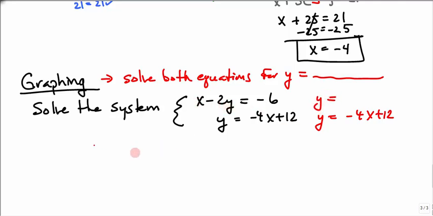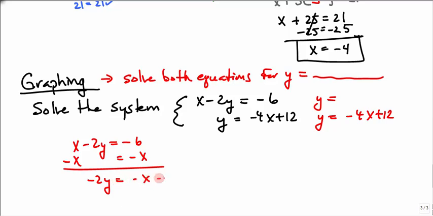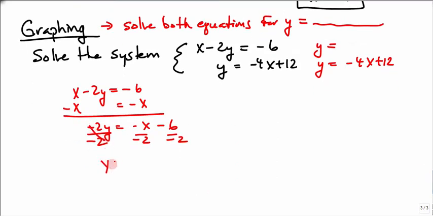So for this one, I have x minus 2y equals negative 6. I'd subtract the x from both sides. Negative 2y is equal to negative x minus 6. And then I divide both sides through by negative 2. And when I say both sides, I really mean all terms. Negative divided by negative is a positive 1/2 x. Negative divided by negative is a positive 3. So y equals 1/2 x plus 3. So this is what I'm going to graph.